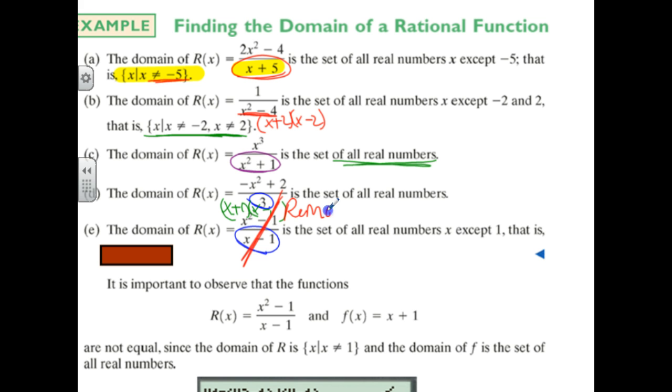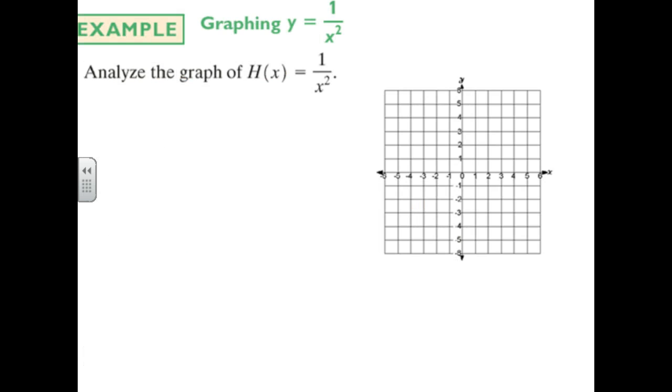This is called a removable discontinuity for the function, and that creates a hole in the function instead of an asymptote. So instead of a vertical asymptote, you actually have a hole at x equals 1, and I'll talk more about that later. But nonetheless, we still can't let x be 1 in the original function, even though that cancels. I would still say the domain is all reals except x can't be 1. So I hope that helps about domain.